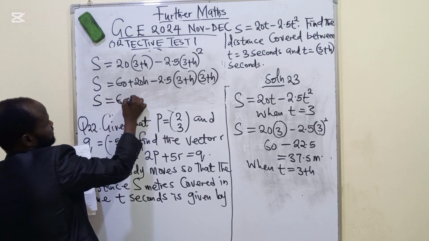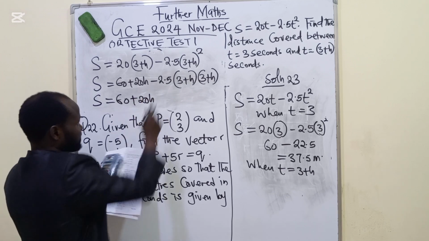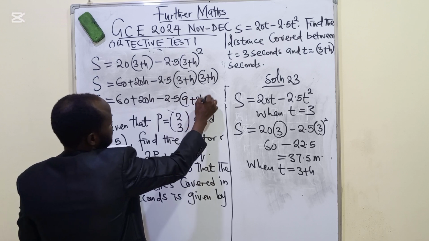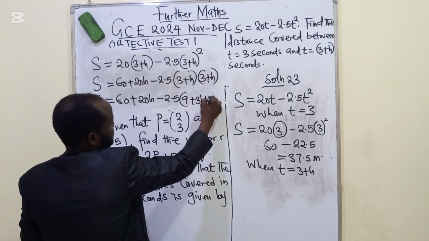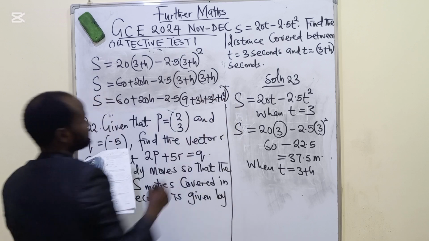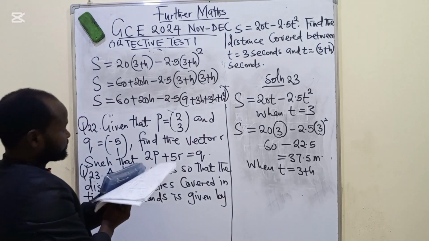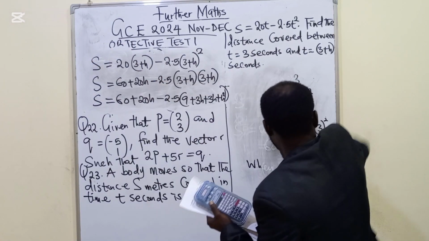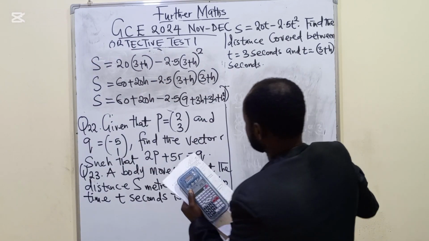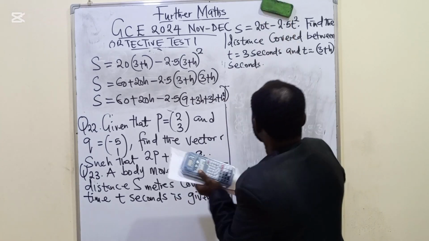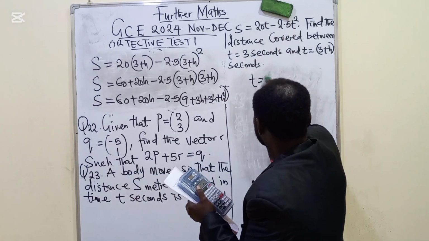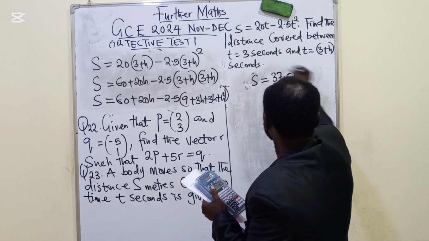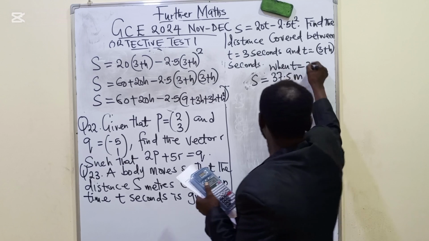S now will be 60 plus 20h. Let's expand minus 2.5. 3 times 3 is 9, plus 3h. 3 times h, that's 3h, plus h squared. Very important. Let's see. Let me write it before. S is distance. When t is 3, it is 37.5 meters. That's when t is 3.